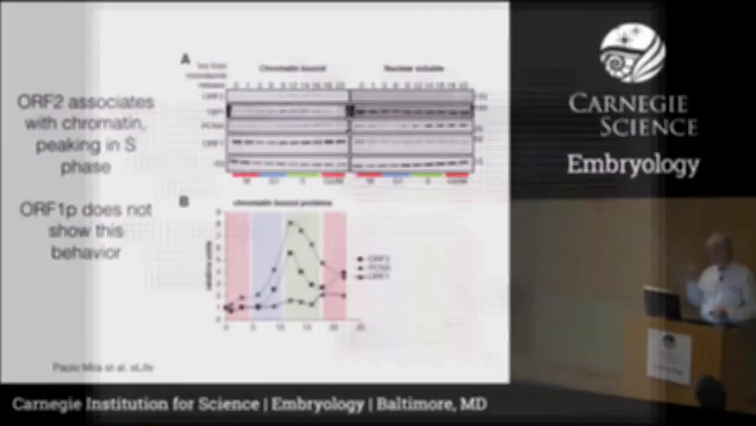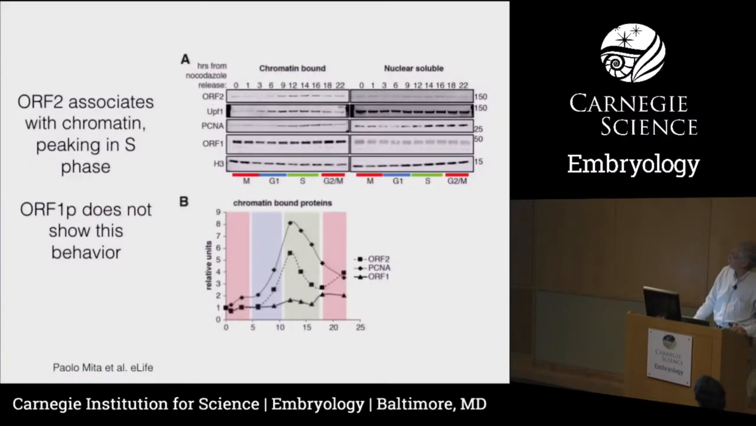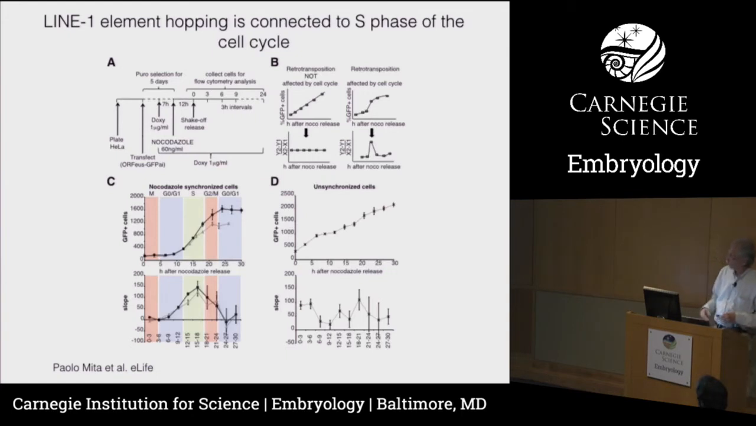There's actually a PIP box PCNA binding sequence between the endonuclease and reverse transcriptase domains of the ORF2 protein. So this was one thing that pointed to the likelihood that retrotransposition, the actual TPRT step, might be occurring during the S phase. The protein that carries it out is on chromatin during that period of time. But we wanted to do some experiments to really try to look at when the retrotransposition event was occurring.